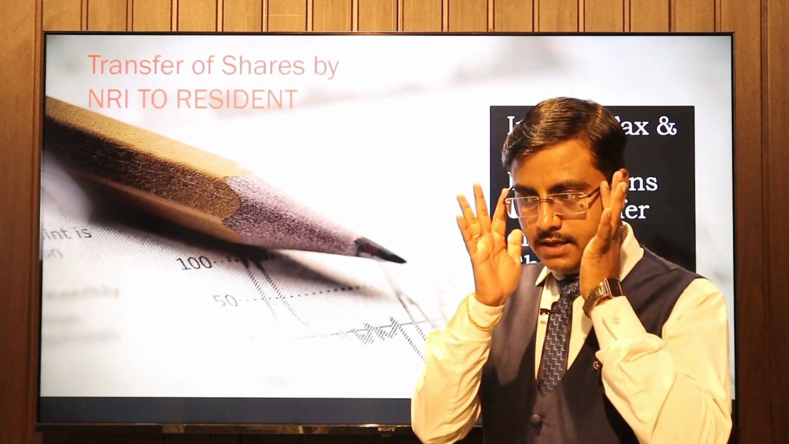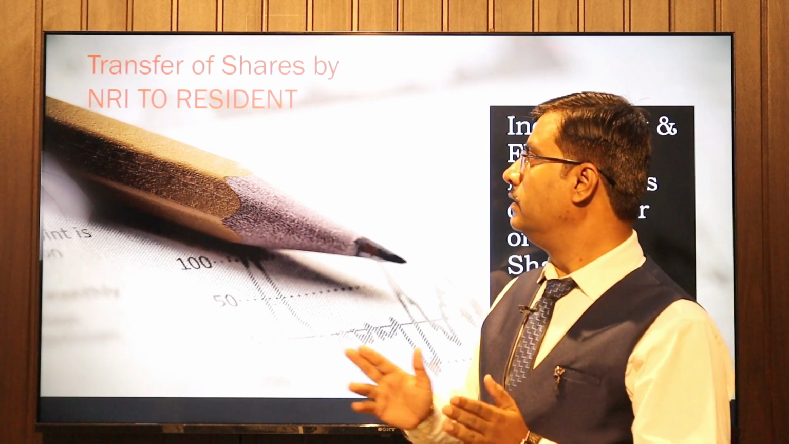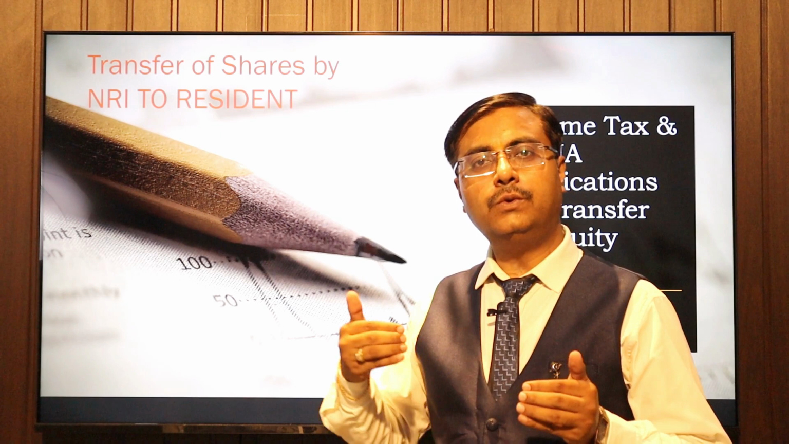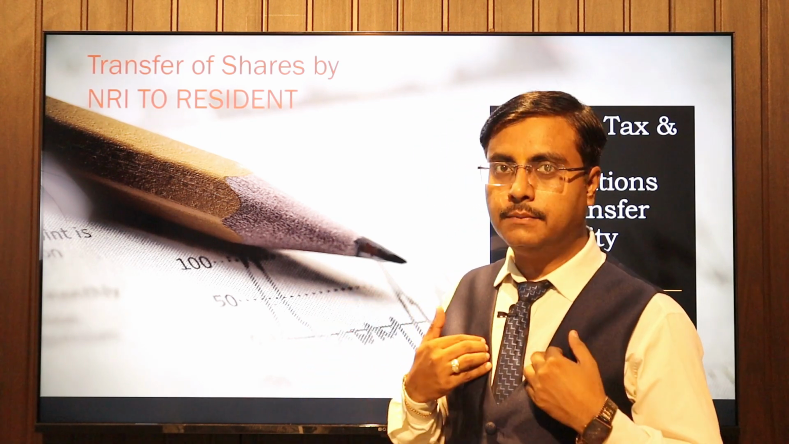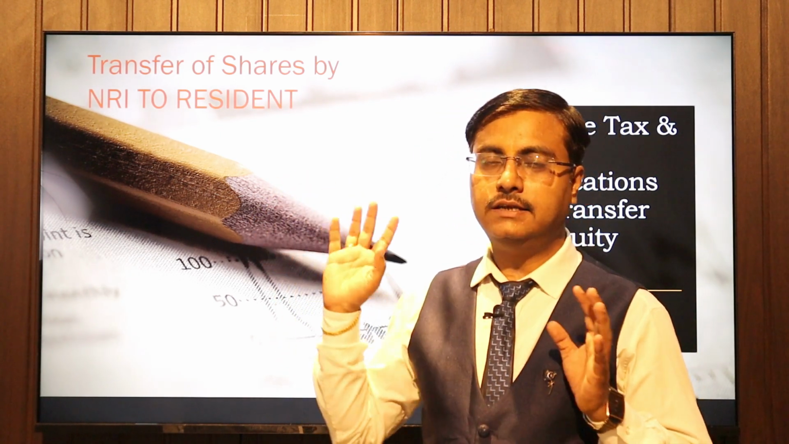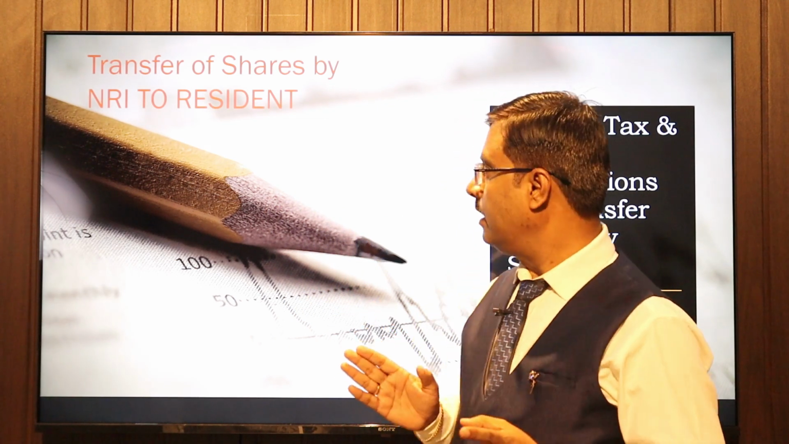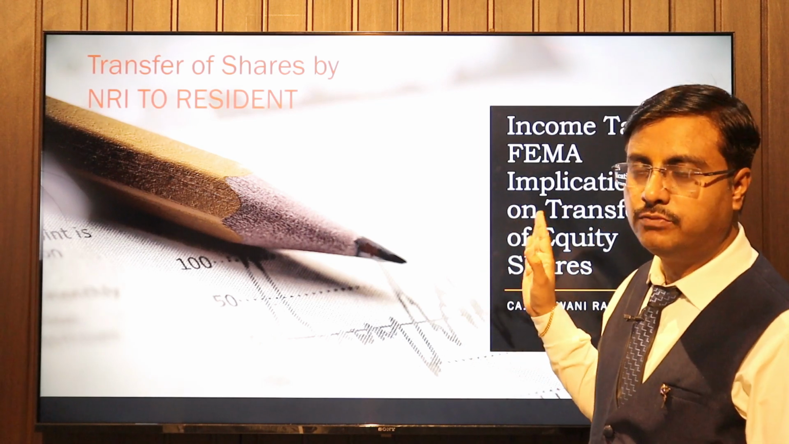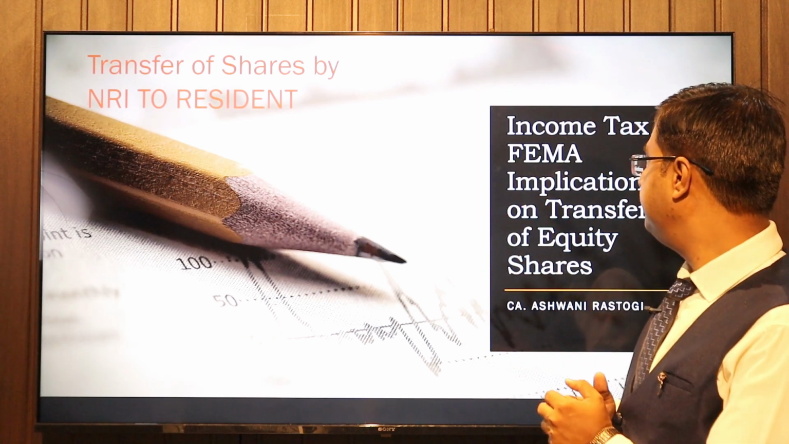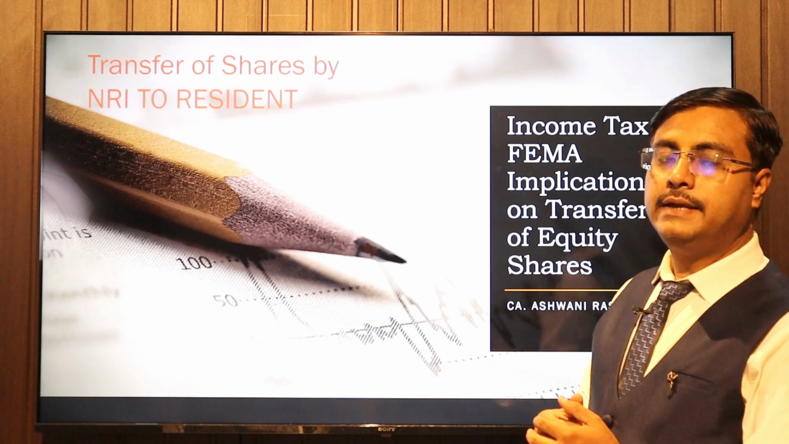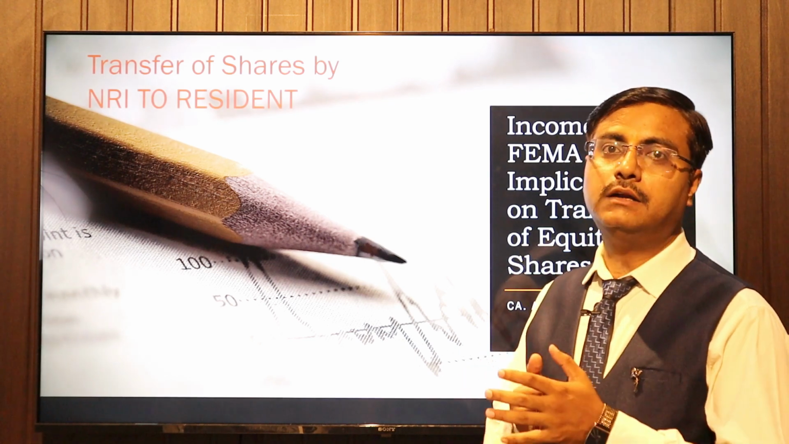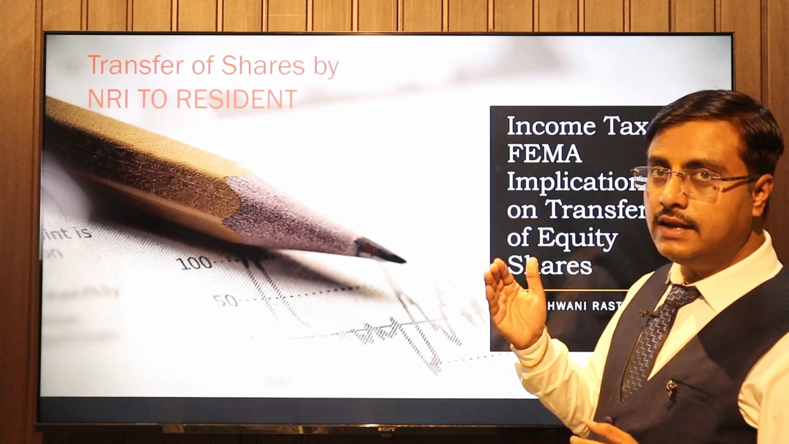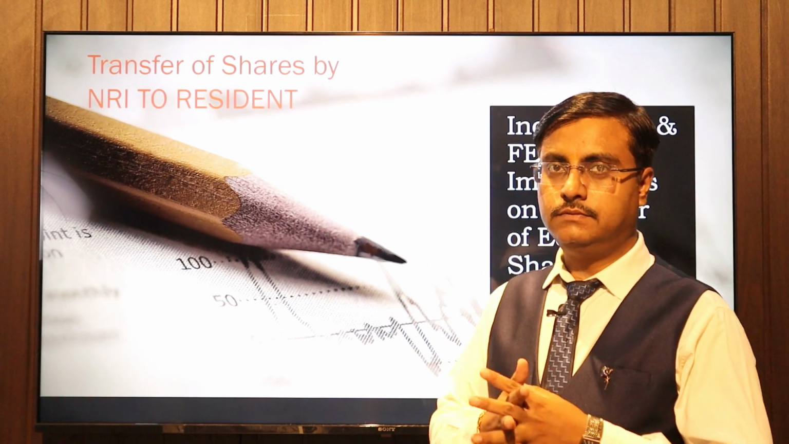In a nutshell, I give an example to you. Suppose NRI is selling their share to another resident. I am a buyer and NRI is selling share. We need valuation from the FEMA perspective. Pricing guidelines are there, and as per the income tax, we also see what is the fair market value of those shares. So NRI is selling their share at 1,000.